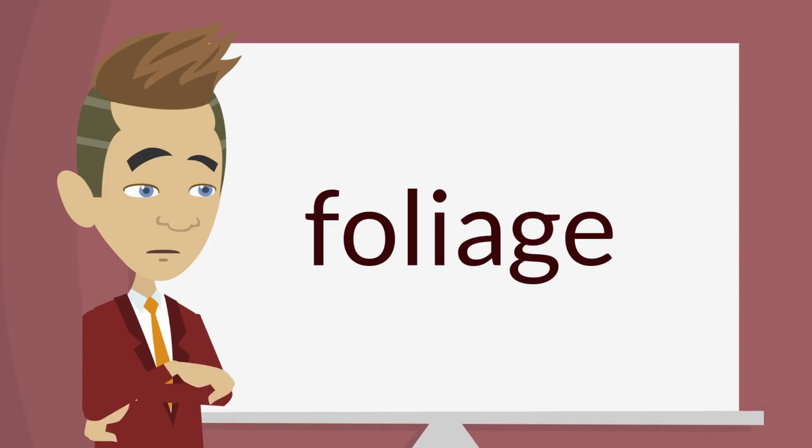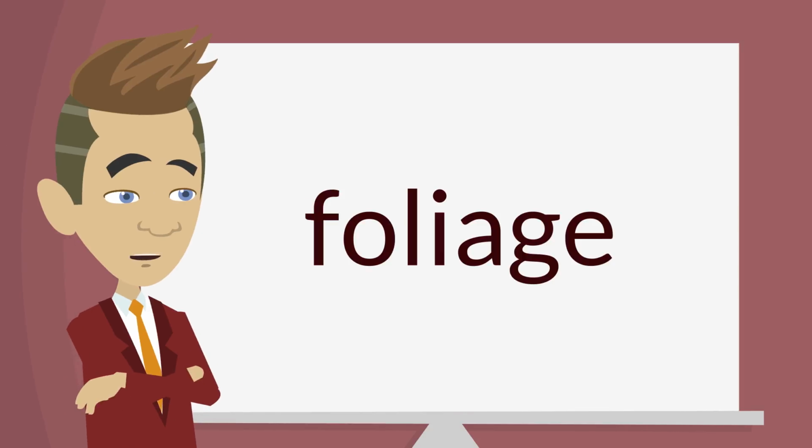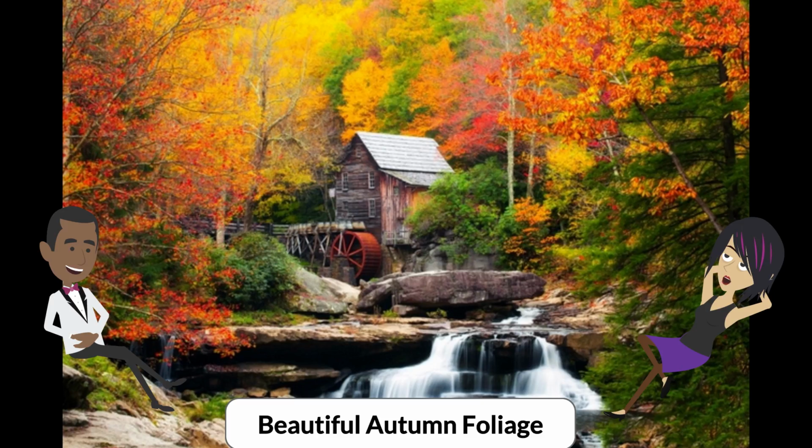Our next word is foliage. Foliage is a fancy word for leaves, as in leaves on a tree or leaves on any plants. In autumn, I like to come to the countryside and just sit and relax while I look at all the colorful foliage. The leaves are amazing this time of year. Yes, the autumn foliage is very beautiful.